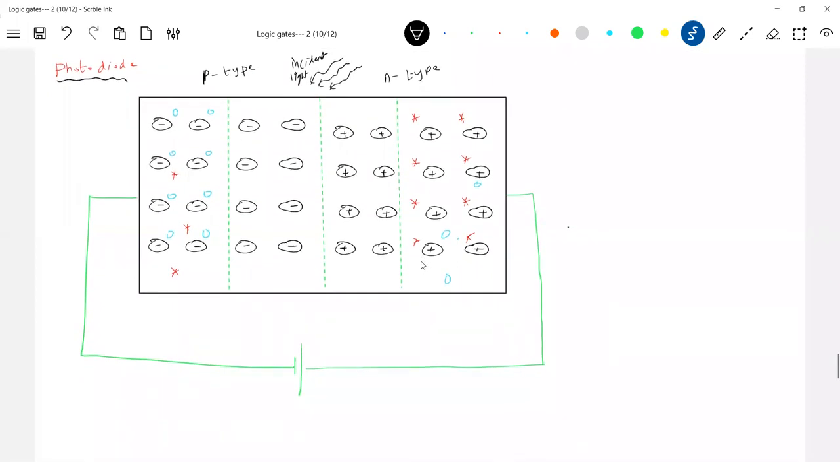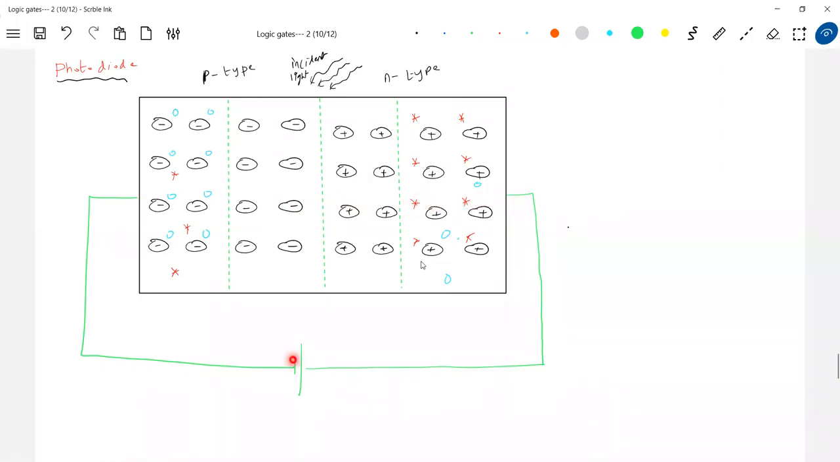What is the reverse bias? Forget about that incident light. What is the reverse bias? The positive terminal will pull these electrons, and the electrons will take shape like this. So the depletion layer keeps on increasing here, no? This electron will come here, and this electron will take place here.